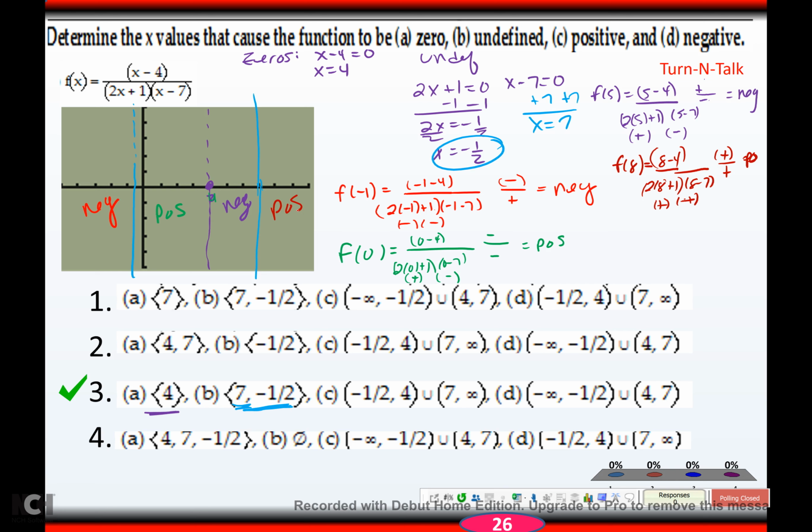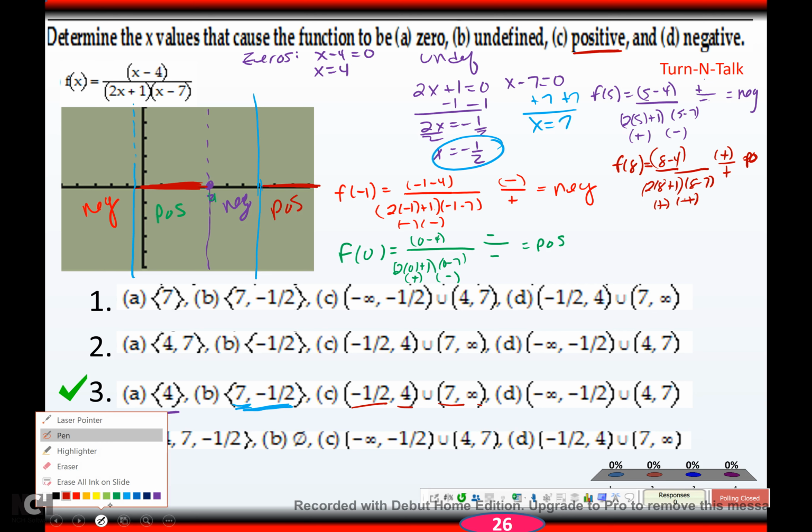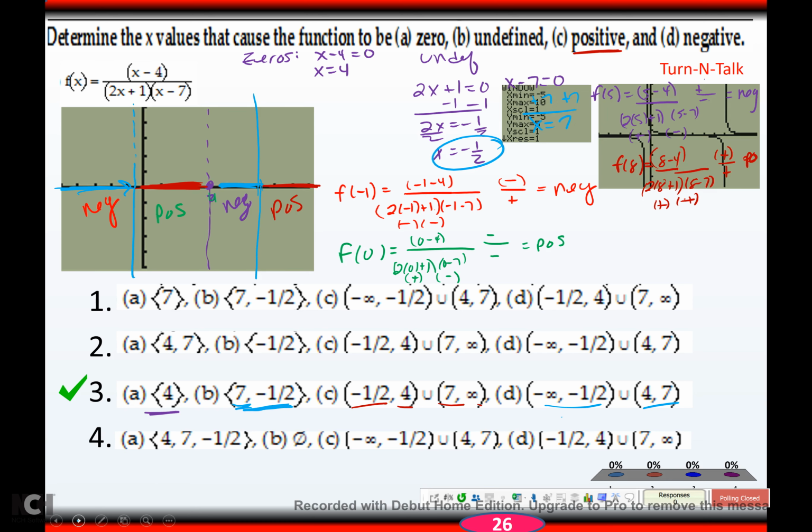Okay, so for C, where they want where it's positive, it's this section and this section, which went from negative 1/2 to 4 and 7 to infinity. And then your negatives is here and here, which goes from negative infinity to negative 1/2, and from 4 to 7. Pretty easy? Alright, and if you look at the picture, you can match it.